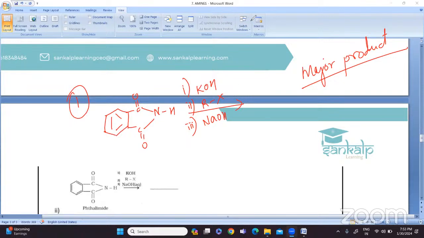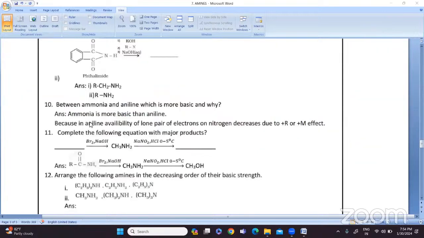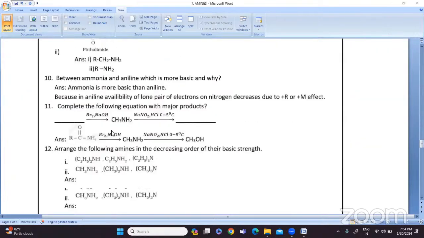Yes, what is the answer? It is a primary amine. The answer is primary amine, RNH2. You have to write the structure, RNH2. Is it clear? So this is the expected answer. Fine. If we have some more like this, we will see.